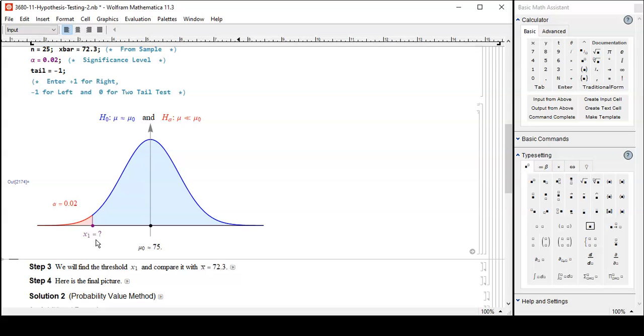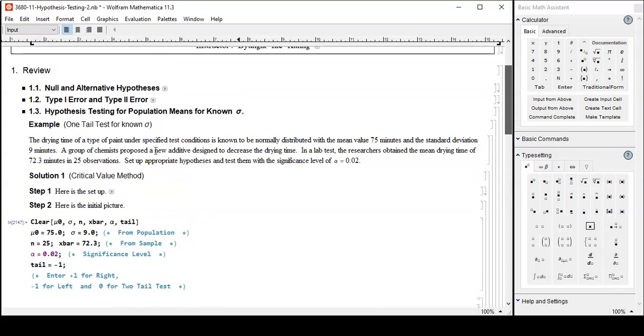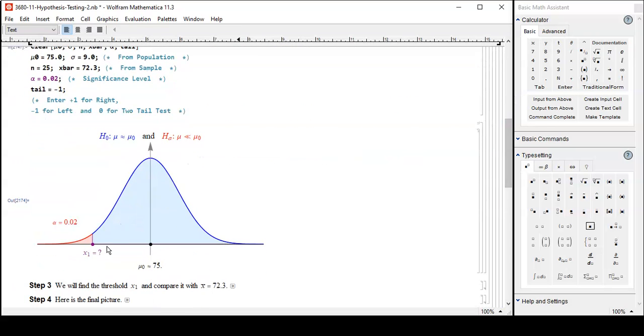What is this critical value? Once you find it, you can compare it with x bar value. And if x bar falls here in the blue region, which means close to null, you see null is quantified here at the center. Close to null, then null wins. Far away from the null, then null loses.